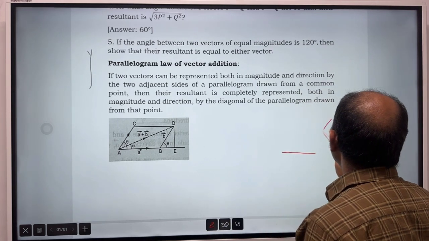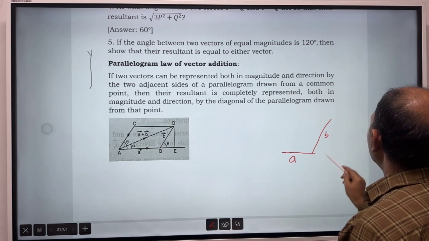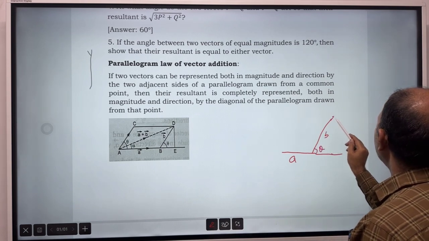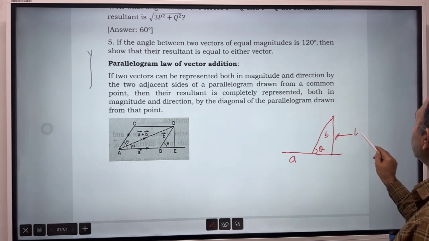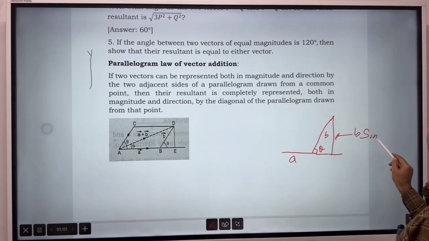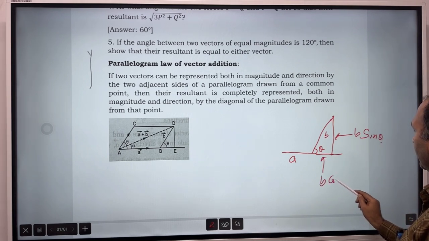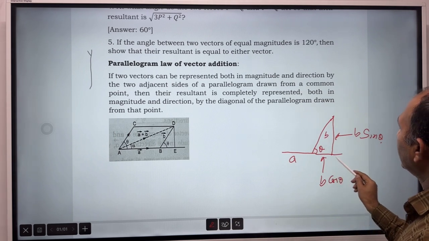Suppose this is one vector, another vector is like this. Suppose this is vector A, this is vector B, and the angle between the two vectors is theta. So here we draw a perpendicular. We write the component of this vector B. So this is B sin theta, and here the base will become B cos theta by using trigonometry. I think you remember basic trigonometry.